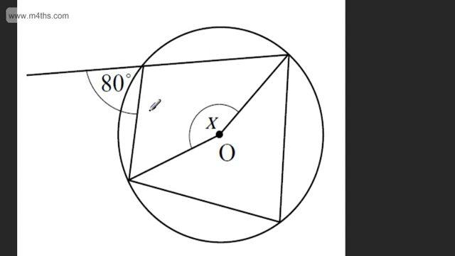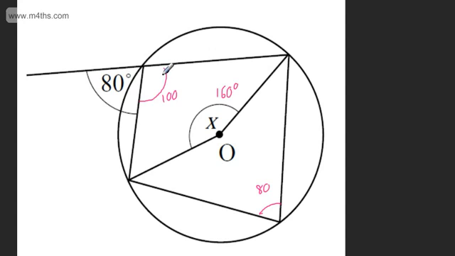What we've got is the following. This is going to be on a straight line 100. Therefore, this opposite angle right here in the quadrilateral is going to be 80. Angles at the centre are double that of the circumference. We have the arrow, so this must be 160 degrees.